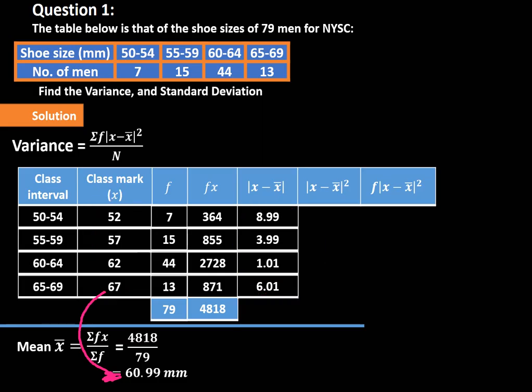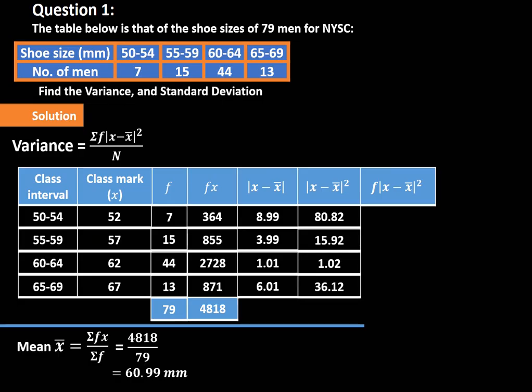Okay. So the next column is this. Whatever I have in this column, I'm going to square it. That's what it means. So if I square 8.99, I'm going to have 80.82. Then if I square 3.99, I'm going to have 15.92. If I square 1.01, my result is 1.02. If I square 6.01, the result is 36.12.